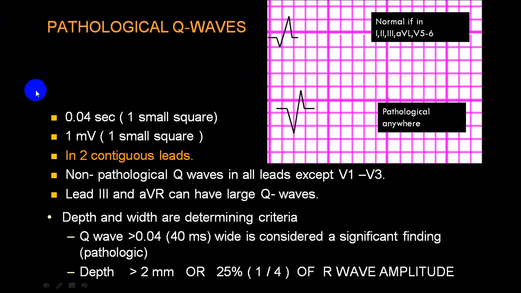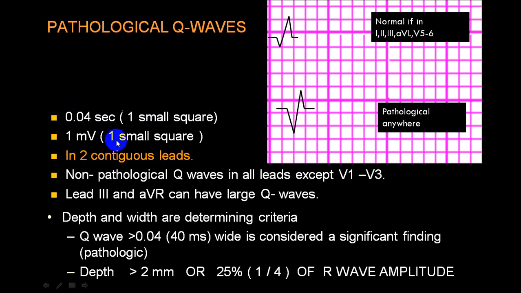So the first negative component of a QRS complex is called a Q wave. This is because of the septal activation. It is normal in lead 1, lead 2, lead 3, AVL and V5 to V6. What is normal? As far as duration is concerned, 1 small square, and amplitude, 1 small square. So 0.04 second in duration, and in height or amplitude, 1 millivolt.